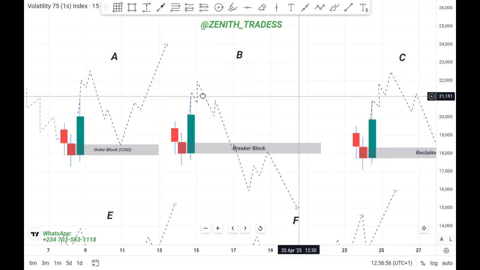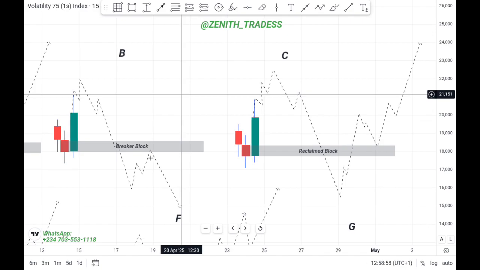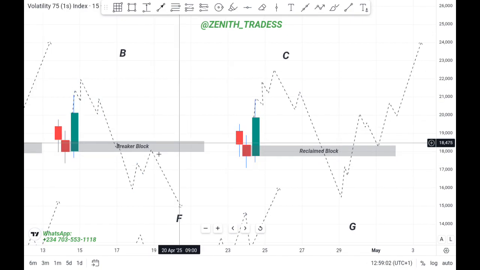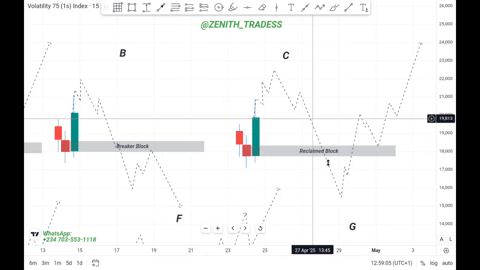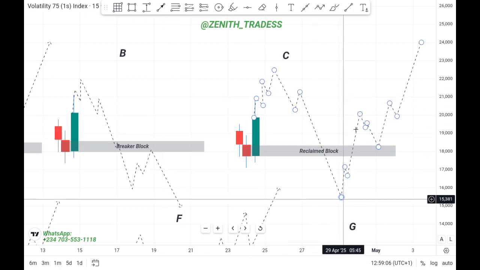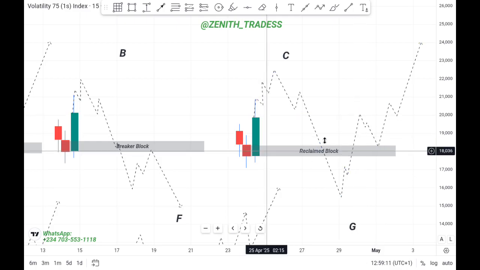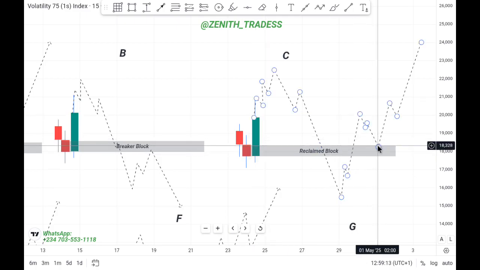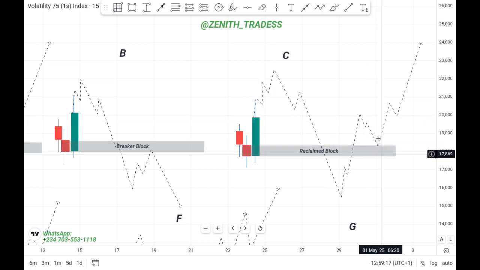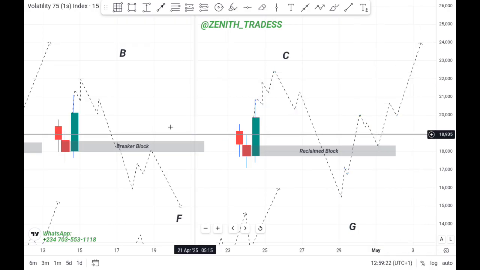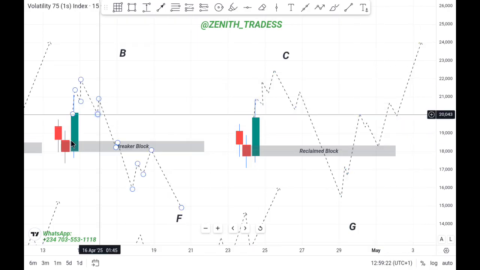Now for number C, after a breaker block got invalidated and got reclaimed, right? You can see here it got broken and it got reclaimed back. So after it got reclaimed, what is the block supposed to do? The reclaimed block will now do the job. It will get retested, and after it retests the block, it will continue with the bullish trend. I believe you understand it properly now. So the first one is an order block.